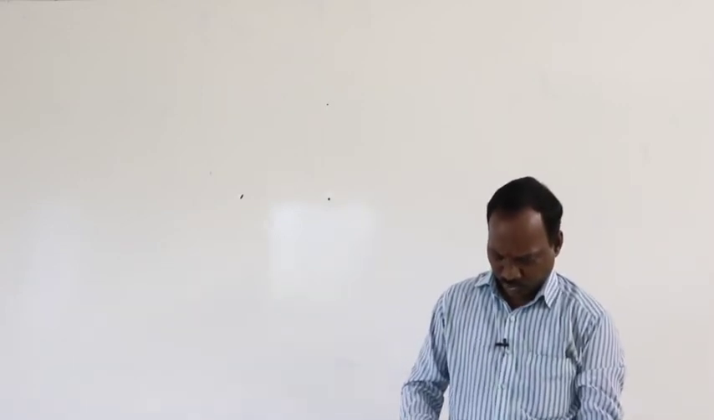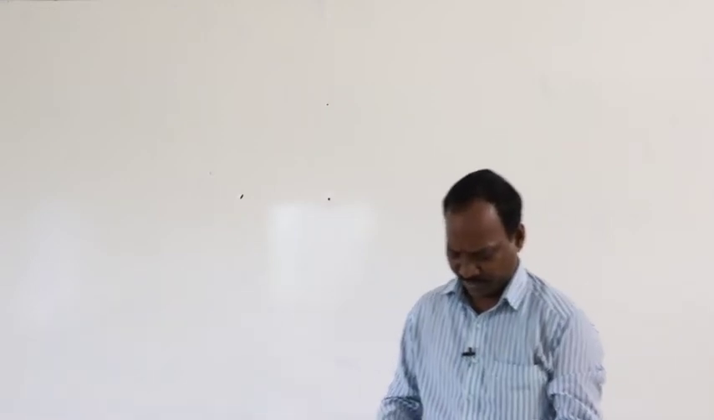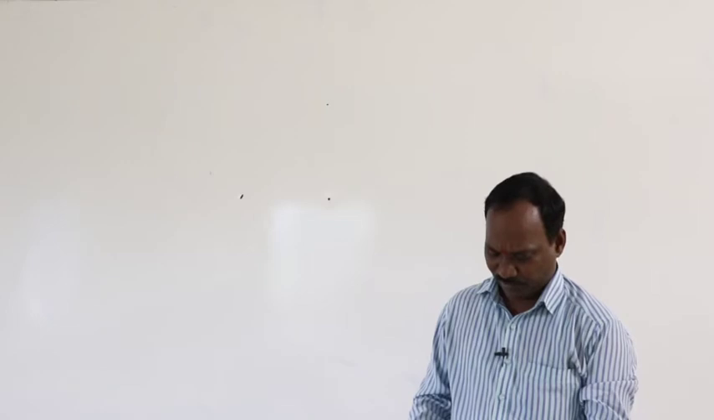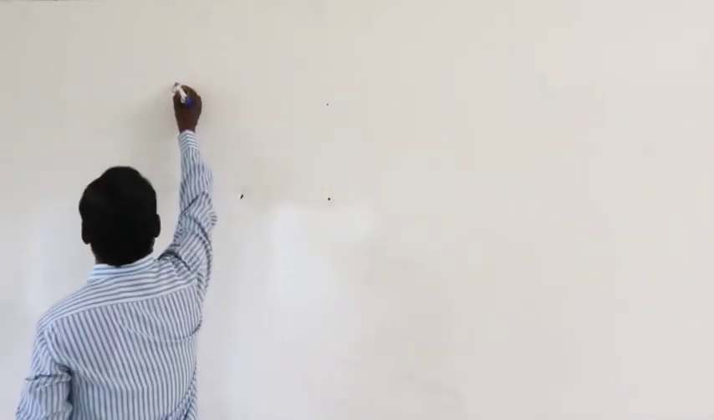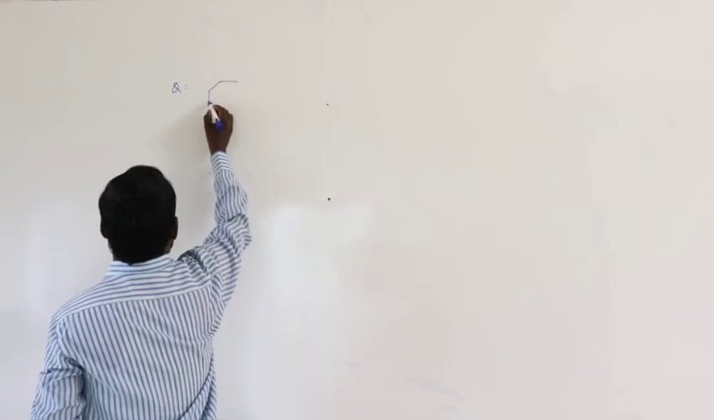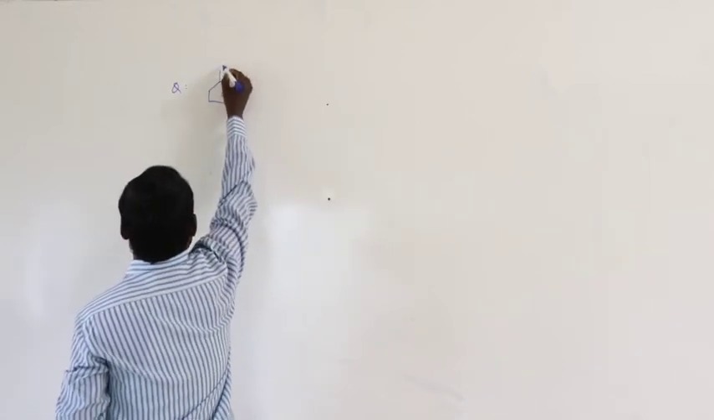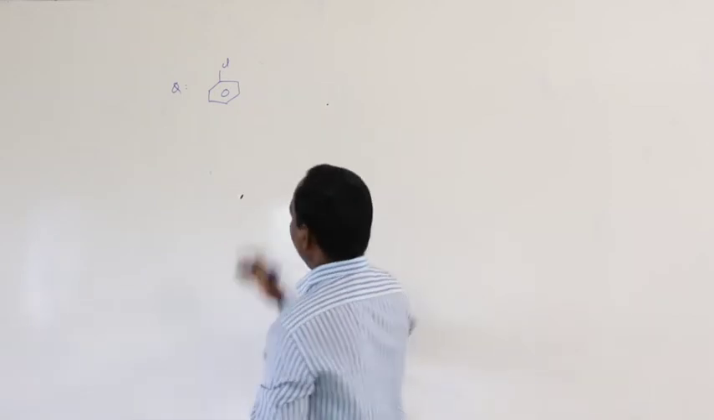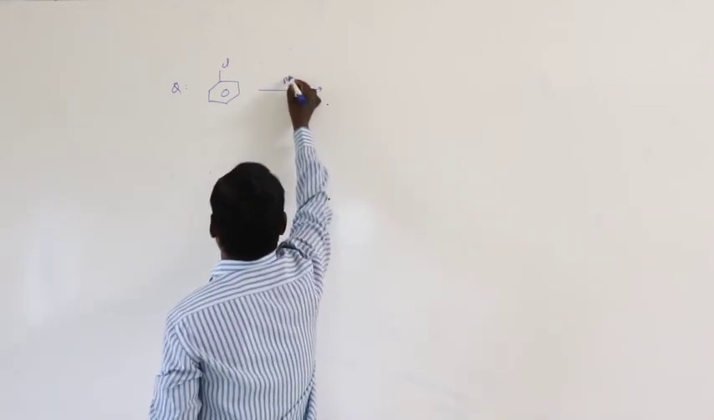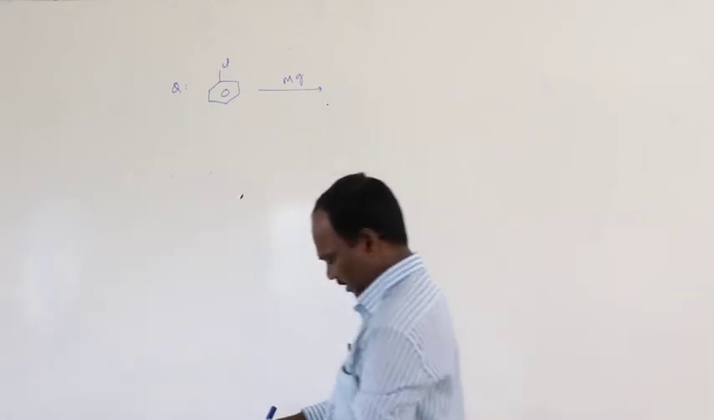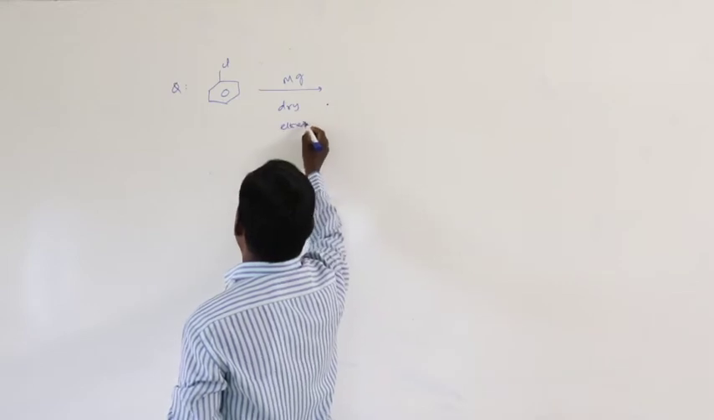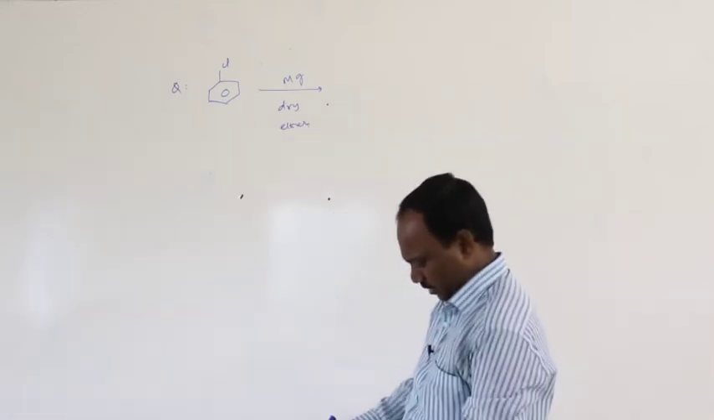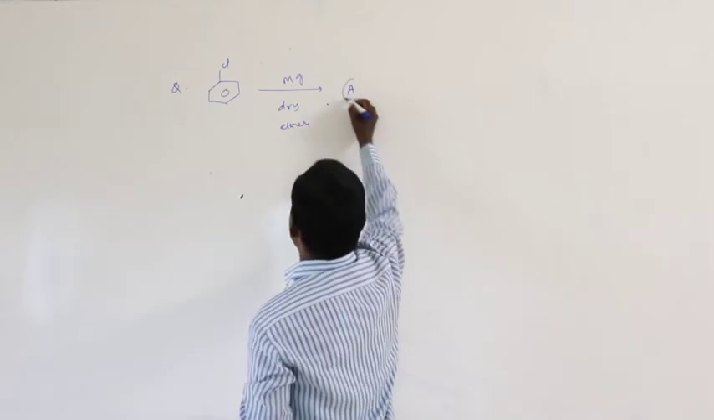Another one: chlorobenzene reacts with magnesium in dry ether to give a compound A, which further reacts with ethanol to yield what? Chlorobenzene structure, C6H5Cl. It is treated with magnesium, Mg, in the presence of dry ether, to give a compound A.